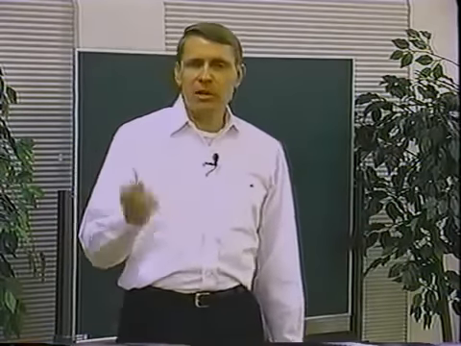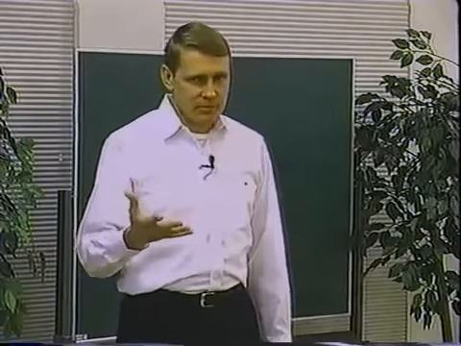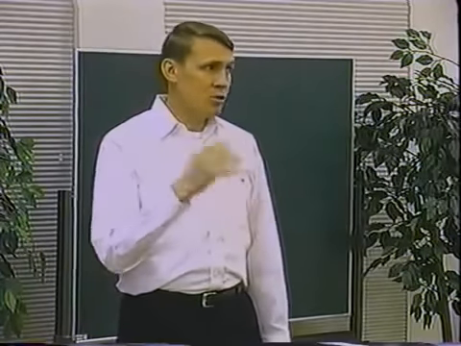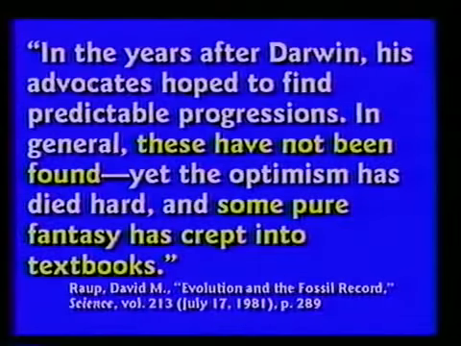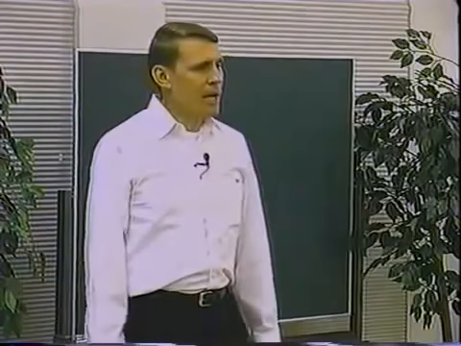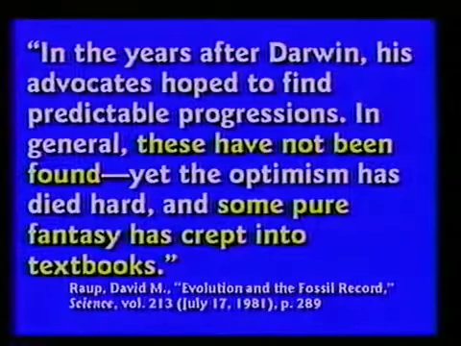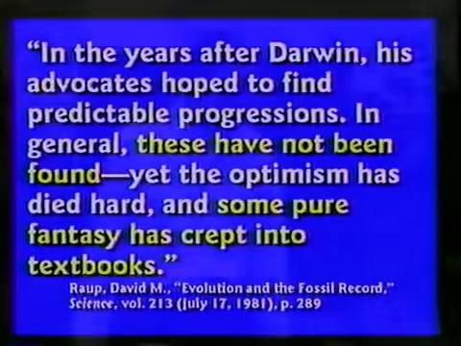Okay. David Ropp, who teaches or works at the American Museum of Natural History in New York City. He's one of the guys at the museum, and he's a strong believer in evolution. He said, in the years after Darwin, his advocates, the people that promote him, hoped to find predictable progressions. By that, sequencing from apes to humans. Slightly bigger, slightly bigger, slightly bigger, slightly bigger. In general, these have not been found, yet the optimism has died hard, and some pure fantasy has crept into textbooks. Oh, you're kidding. Fantasy in our textbooks? Yes, there's fantasy in the textbooks.